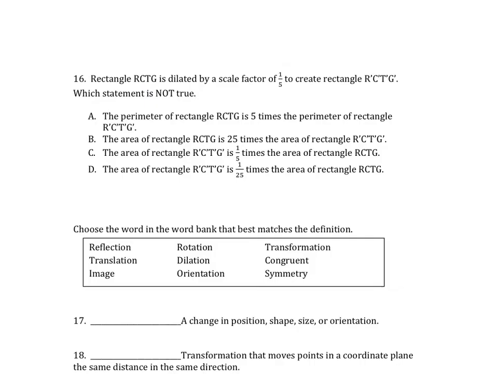Okay, 16. Rectangle RCTG is dilated by a scale factor of 1/5 to create rectangle R prime C prime T prime G prime. Which statement is not true? Well, I always need to draw pictures in ones like this, so I'm going to draw myself a rectangle RCTG. And I know it's being dilated by a scale factor of 1/5.